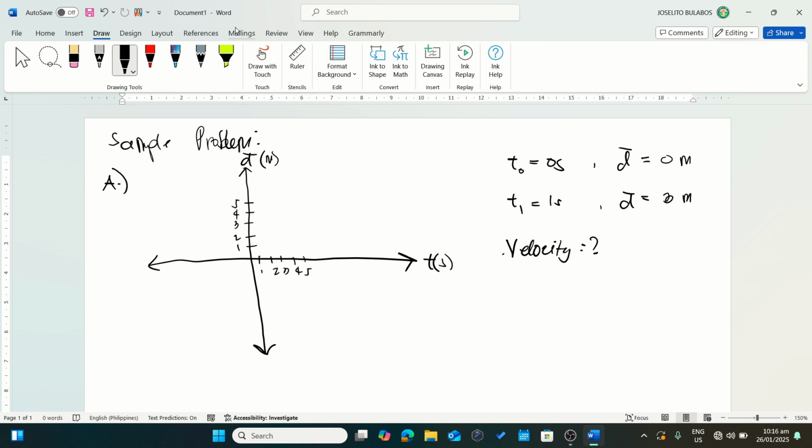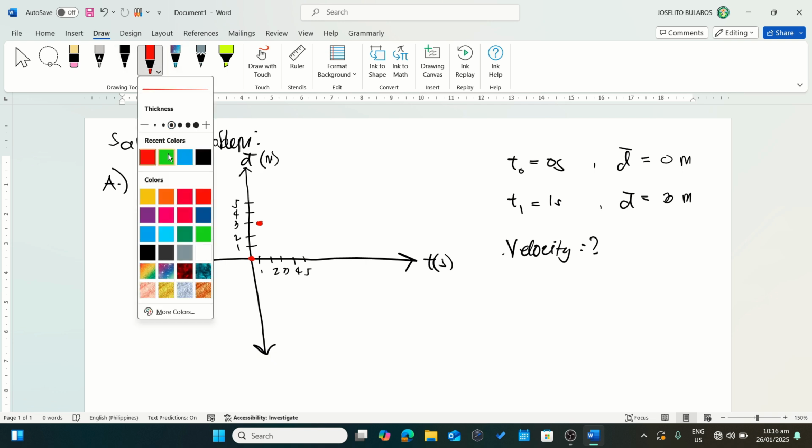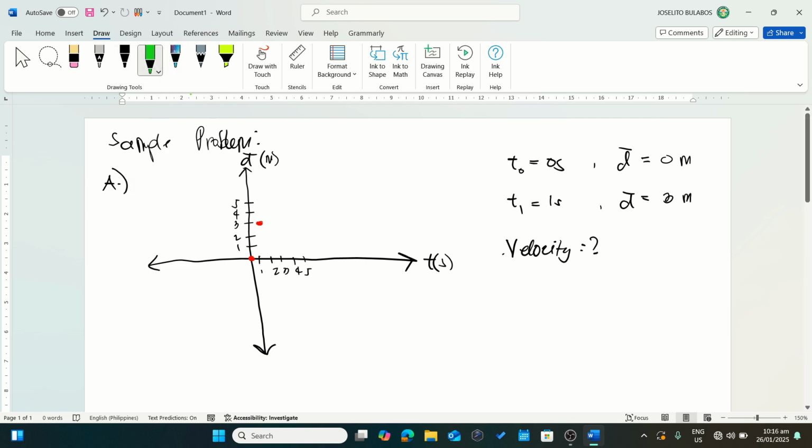Okay, so at time 0, the position of the object is also 0. So this is where the object is located. Now, at time 1 second, the position of the object, or the displacement of the object, is 3. So this is where the object is located during 1 second. And therefore, the slope should be a straight line that will connect these 2 points. So this will be our slope.